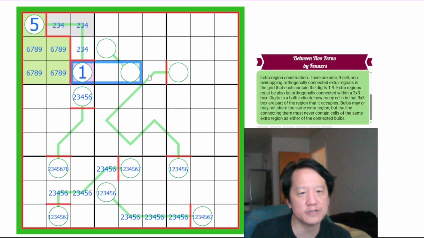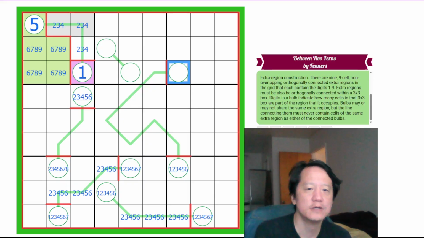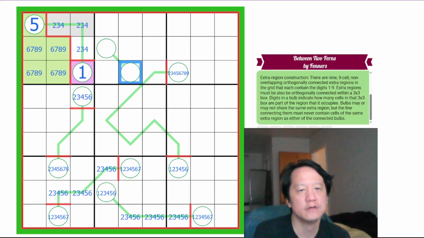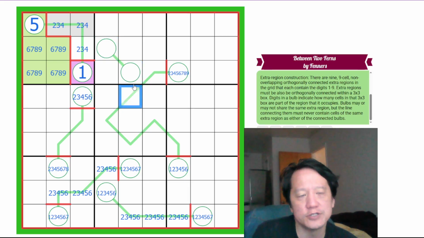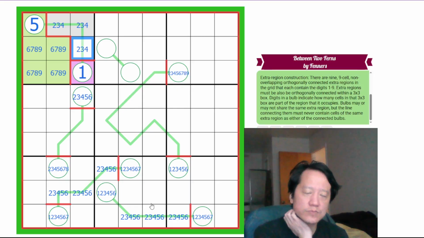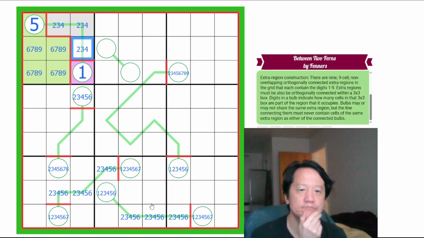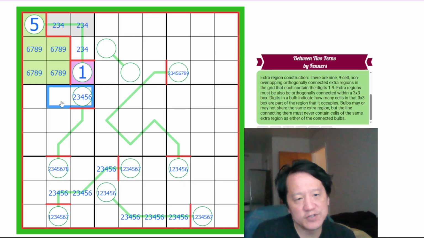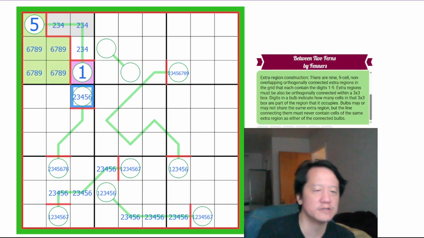This can't be 1 because of 1 in the row, so this could be 2 through 9. These are separate regions. So these are separate regions here. Interesting. Okay. Can this actually be 6? If this is 6, then the problem is it can't be part of the green region. So I think the answer to that is no.